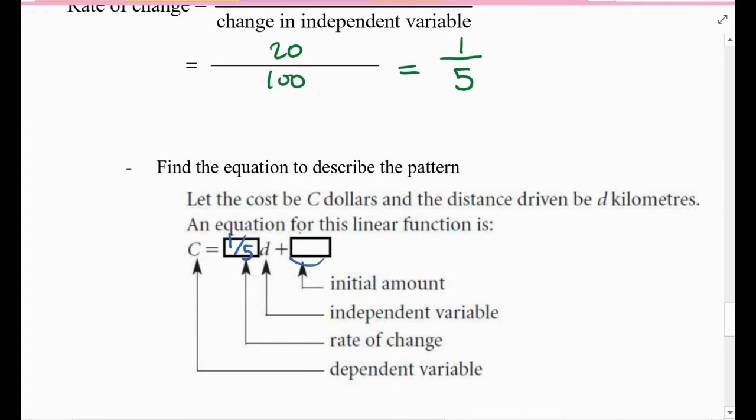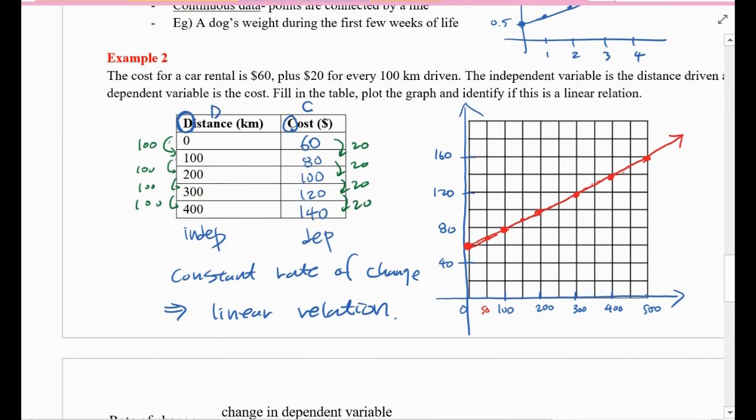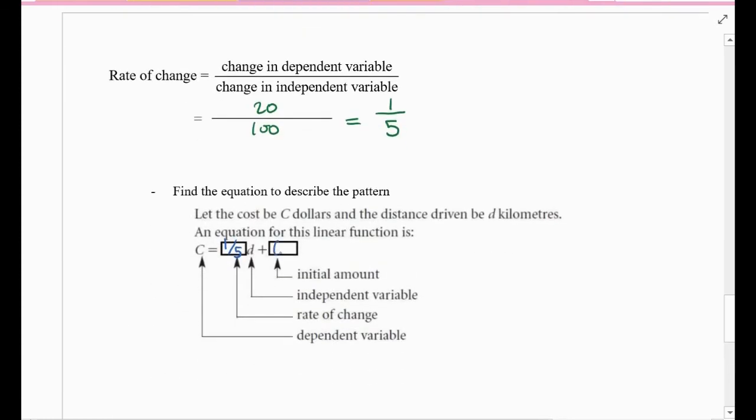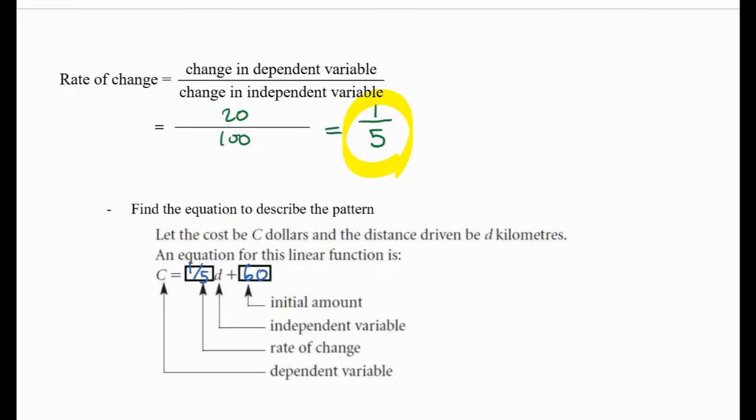After that, you're going to find this number. That's actually the initial amount here. If it is 0, the initial cost is $60. So 0 kilometers driven, you still have to pay $60. So you write 60 here. So we can also say the rate of change, numerical coefficient.